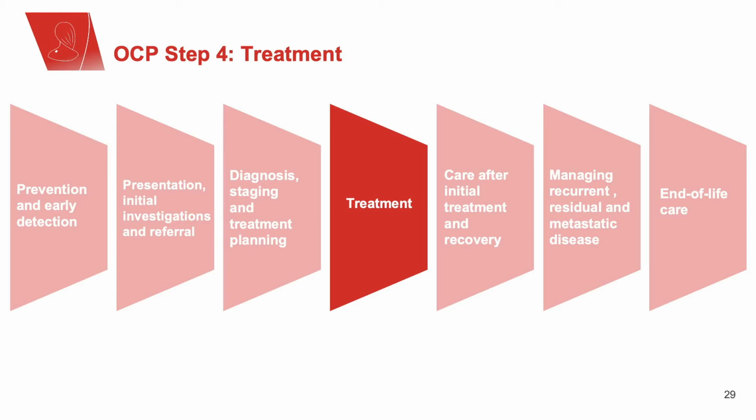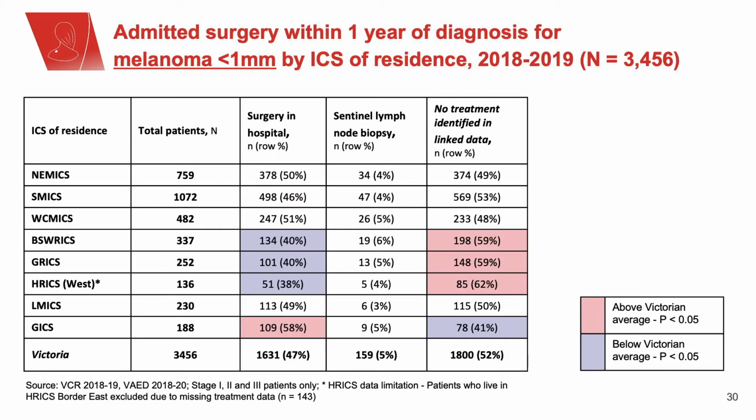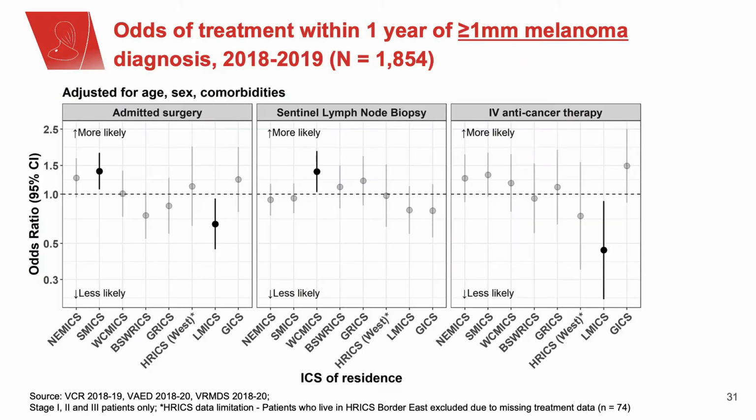So, treatment. Again, not surprisingly, thin melanomas, most of them are not treated within the hospital setting. For melanomas greater than 1 millimetre, this is showing that they're more likely to be admitted to hospital if they're in a Melbourne hospital, notably SMICS, and less in a regional hospital, notably LMICS. Sentinel lymph node biopsy, not much variation, but again, more likely to be in WICMICS, and IV cancer therapy is basically the same.